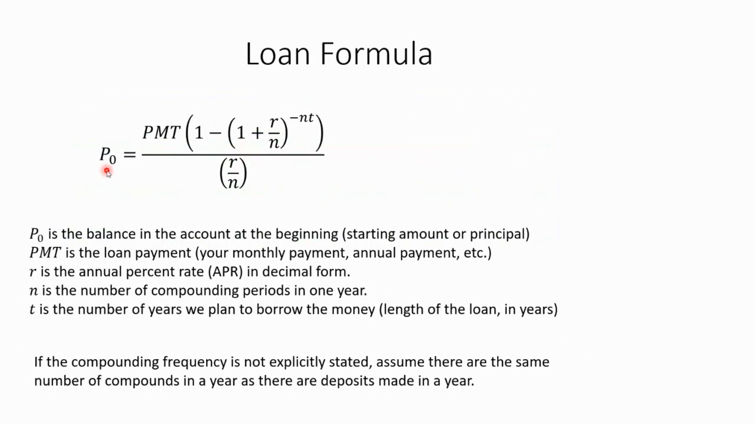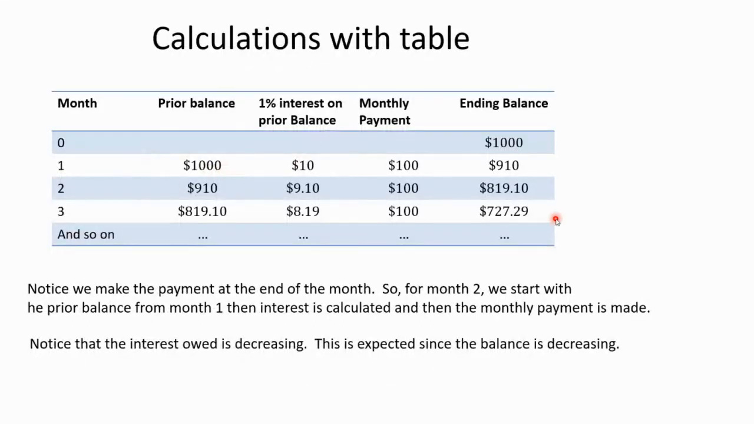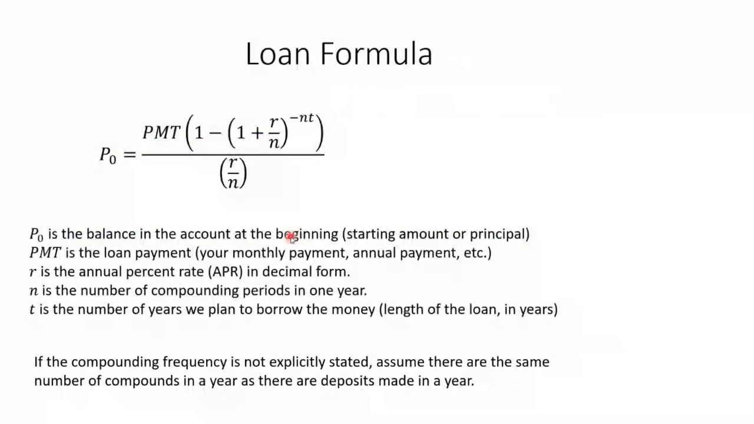P0 is the loan balance. Again, this is at the very beginning, okay? I know it's the same formula we just saw, but that's no accident. PMT is the loan payments, monthly payments, annual payments. So in the example we just saw, PMT would have been $100. P0 would have been $1,000 if we did the previous example here.